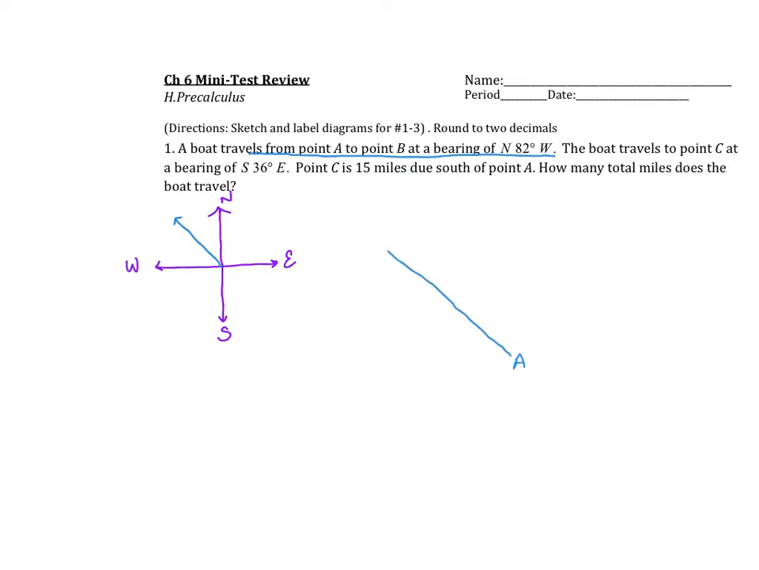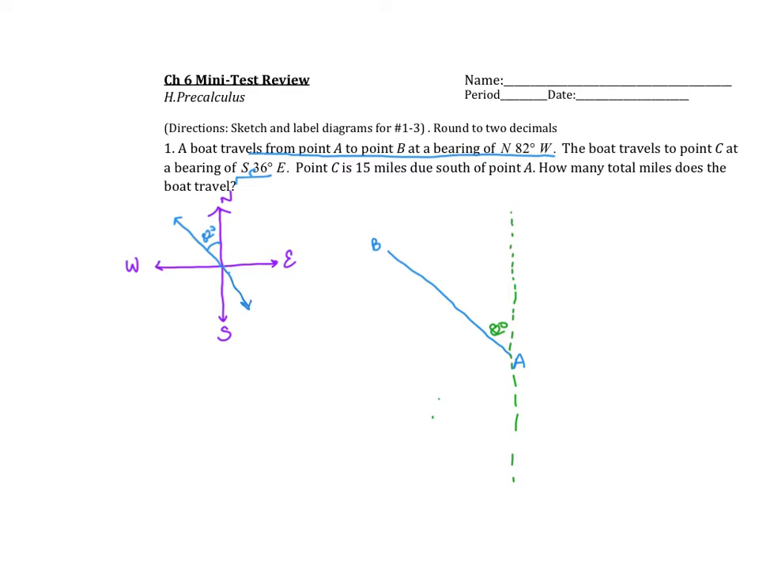So A to B, at a bearing of 82 degrees west. That is the 82 degrees. Let me draw our north-south line. So here is 82 degrees. Then the boat travels to point C at a bearing of south 36 degrees east. South is this direction, then east here, so it's going in this quadrant. From point B, it's going to move down in that direction.